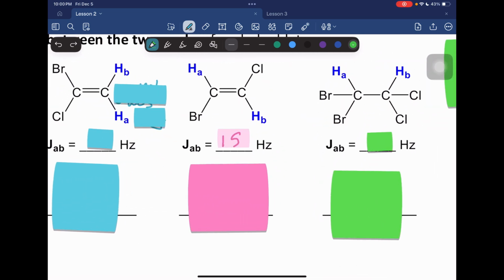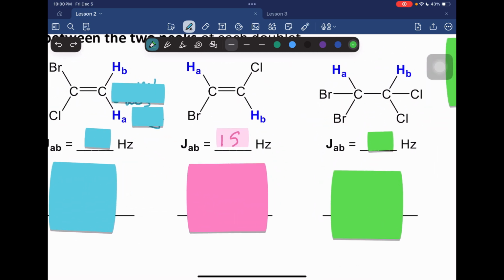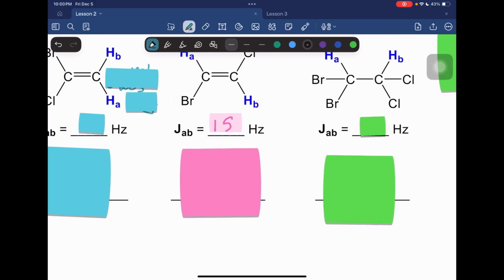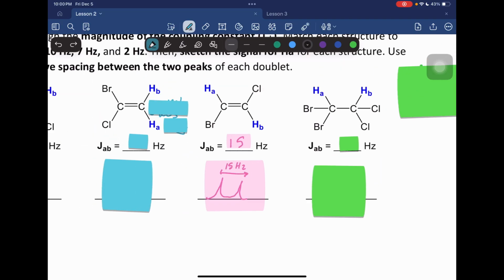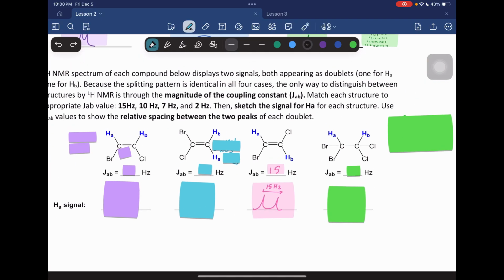And you draw the 2 peaks, because it is neighboring. So this is a CH bonded right here. So we're going to take 1 plus just 1H. So all of these are going to be doublets, okay? So the way we write it is like this. And we say that there's a distance of 15 between HA and HB. Next are going to be the 10, 7, and 2.